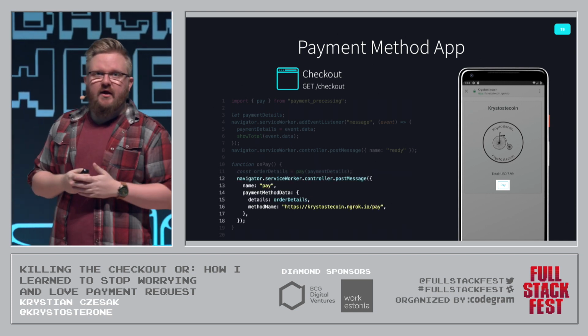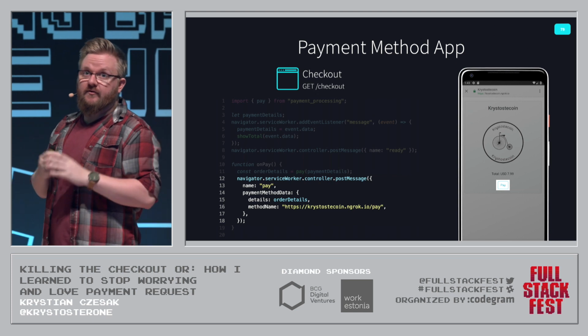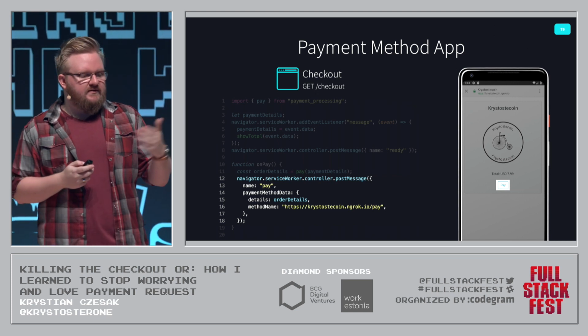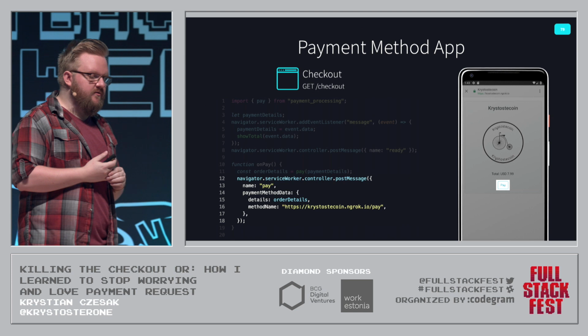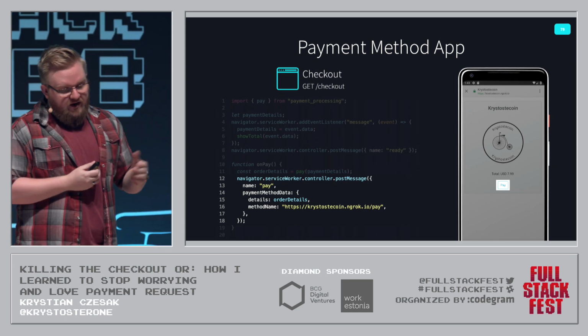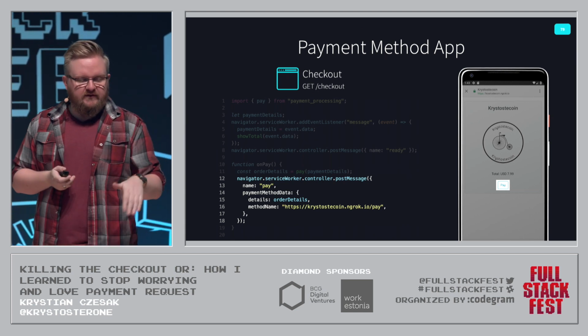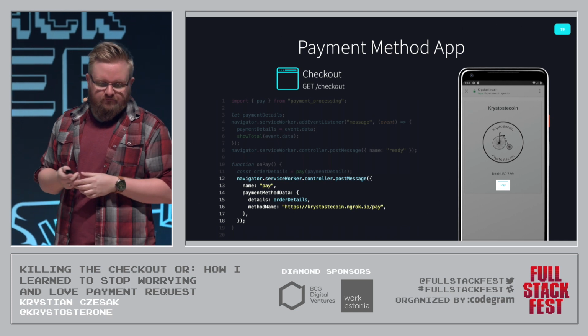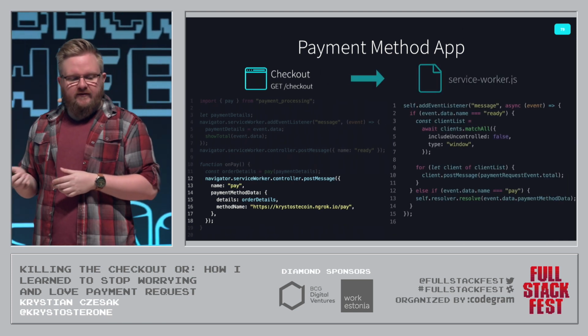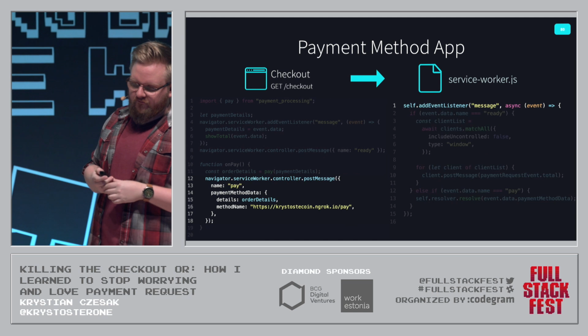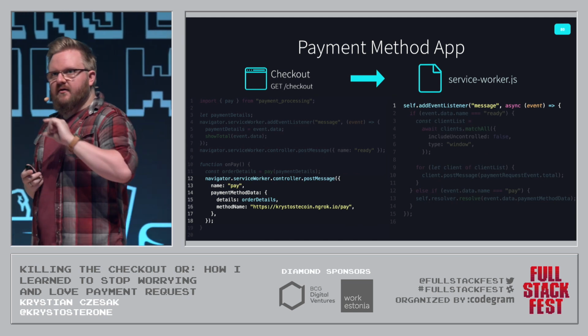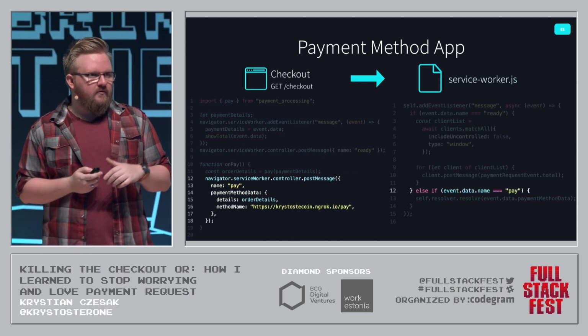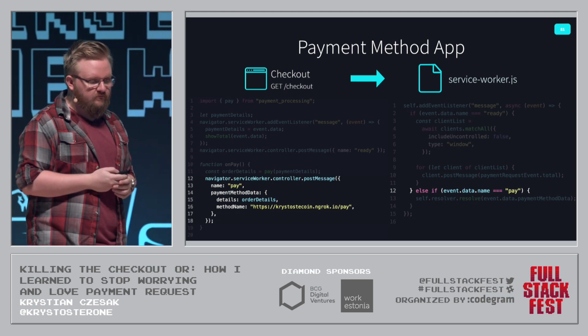Once you're done with that, you have to just signify back to the service worker that you're done. The way to do this is, again, posting back a message to the service worker with, say, name pay and some payment method data, the details of the order and the method name. And what that does is go back to the service worker. The pay conditional gets triggered in the message event listener.